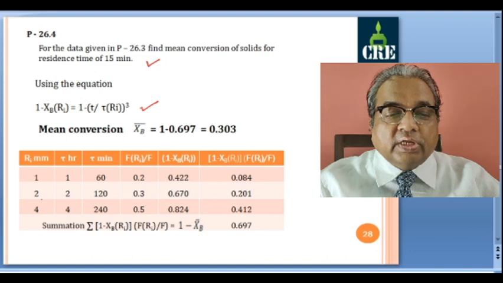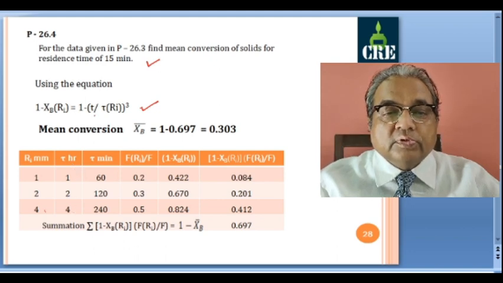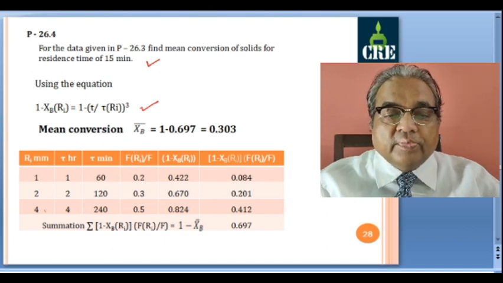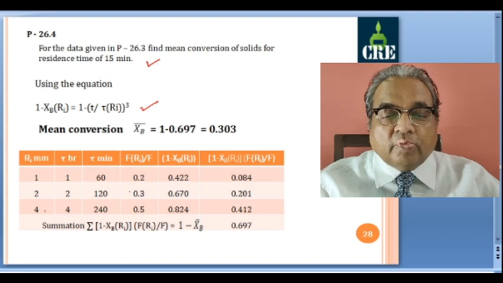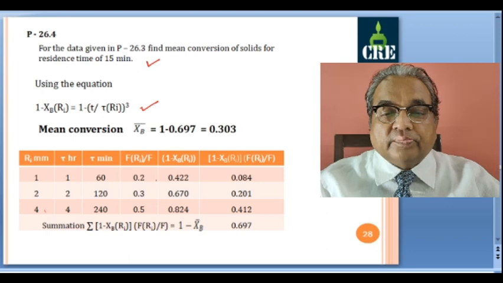Here the radius is 1 mm, 2 mm and 4 mm. The corresponding tau is 1 hour, 2 hours and 4 hours. Since the residence time is given in minutes, I will convert these into minutes: 60 minutes, 120 minutes and 240 minutes. FRi by F is the fraction in the feed of the different sizes Ri. In our case, for R1, R2, R3 these are 0.2, 0.3 and 0.5.